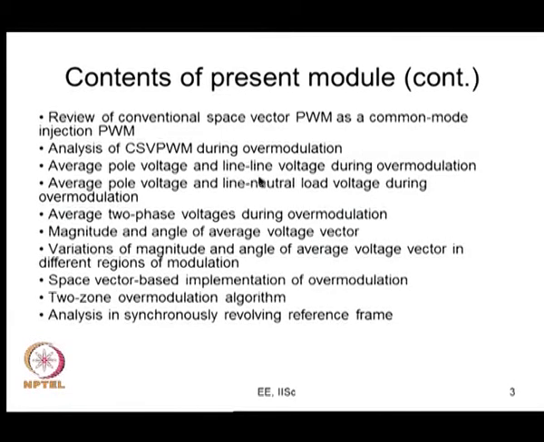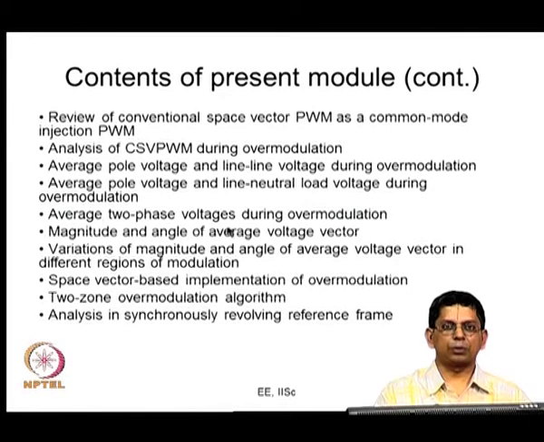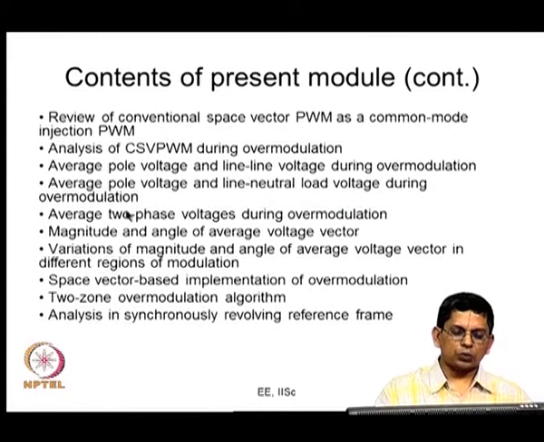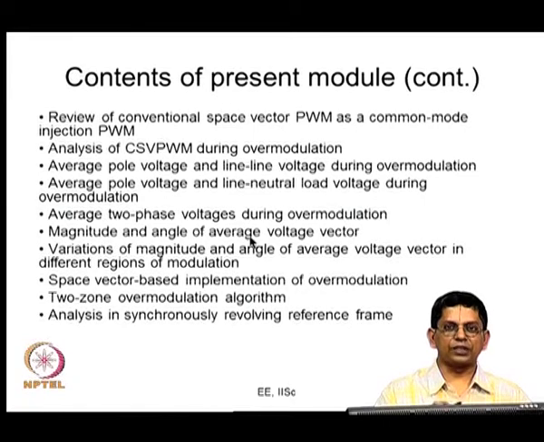We will look at the average pole voltage and average line to line voltage during overmodulation, like what we did for the sine triangle PWM. We will do the same thing for the space vector PWM. We will look at the 3-phase line to neutral voltages, and at the 2-phase line to neutral voltages after transforming them into space vector. These 2-phase voltages in the space vector domain, which are in so called rectangular coordinates, can be converted into polar coordinates, so that you can start seeing the magnitude and angle of the average voltage vector.